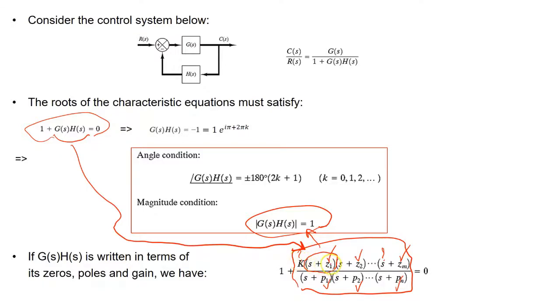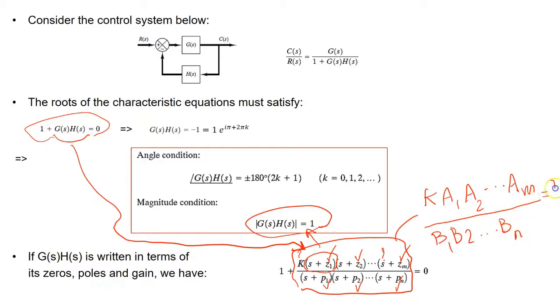The magnitude of s plus z1, we call it what? So it's going to be k times, if I want to get the magnitude of GH, k times what? We learned we call the magnitude of s plus z1, which is a complex number in general, a1. The s plus z2 is going to be a2, all the way to a sub m, divided by the magnitude of s plus p1, we call it b1. s plus p2, we call it b2, all the way to b sub n. This magnitude should be equal to 1, right?